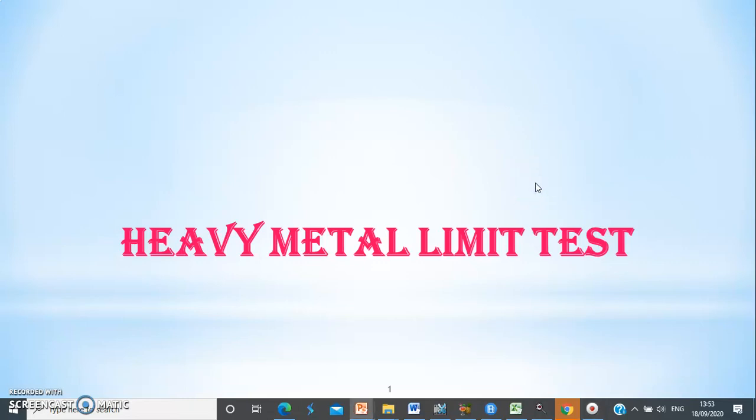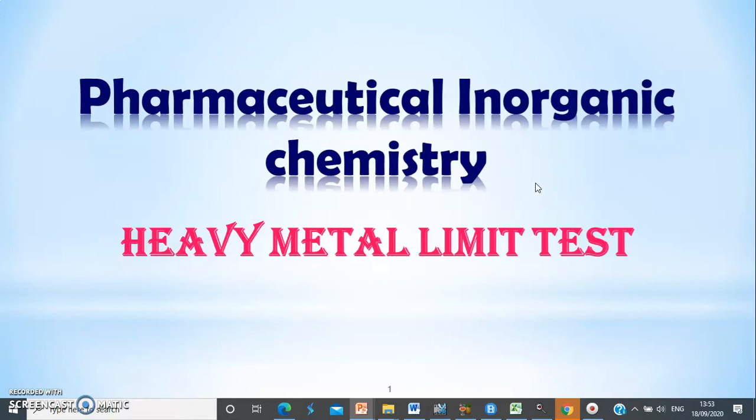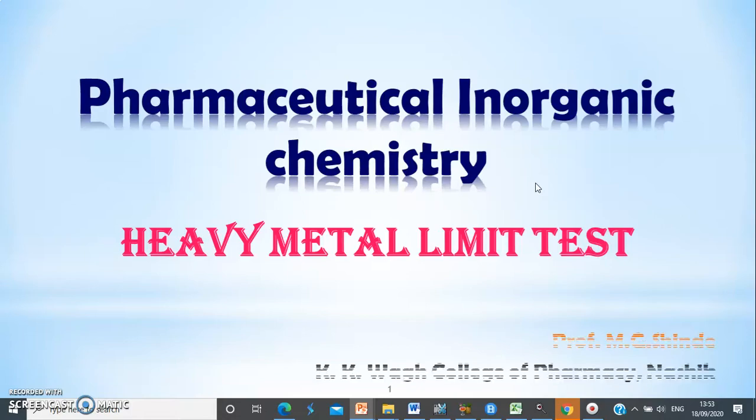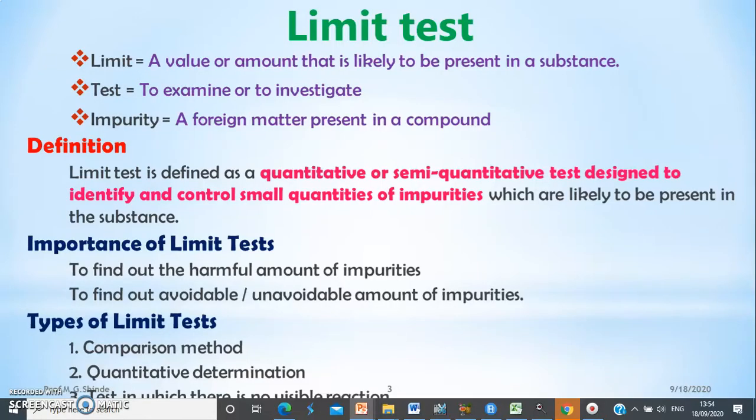In today's session, we are going to perform a practical of heavy metal limit test. I, Professor MG Shinde, welcome all of you to today's practical. The learning objectives of today's practical are to know the definition, general principle, aim, principle of heavy metal limit test, procedure, observation, conclusion and result.